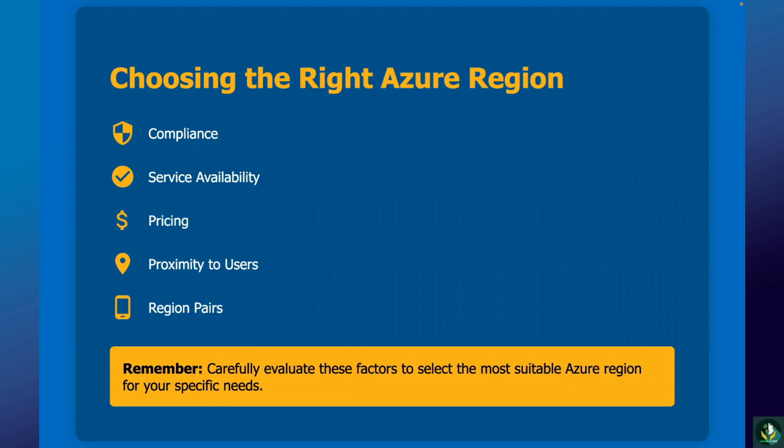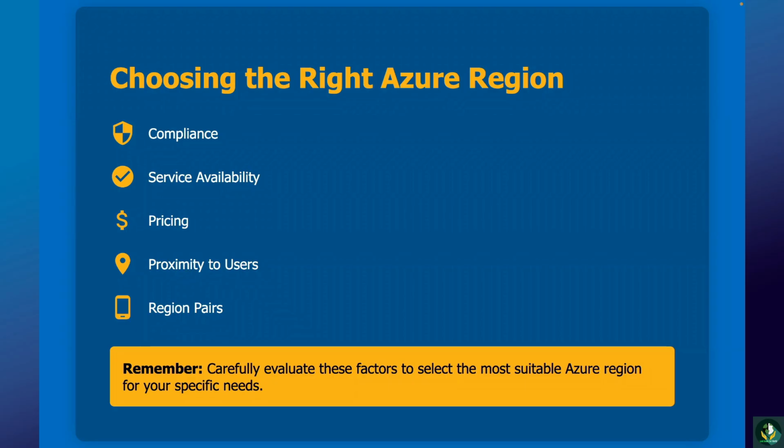And one of the most important factors for someone could be pricing. Costs can vary between regions. So when choosing the region, you can have higher prices in one region than in the other one. Also consider proximity to users. Choose regions close to your user base to reduce latency. And of course, region pairs. For disaster recovery, utilize region pairs.